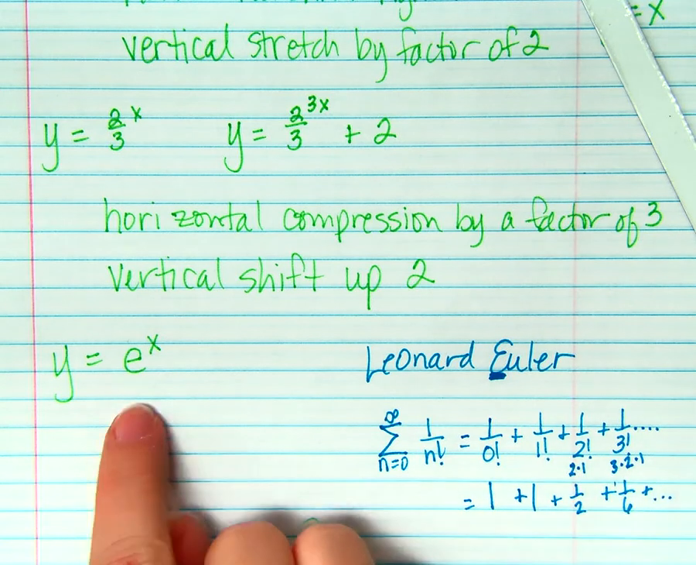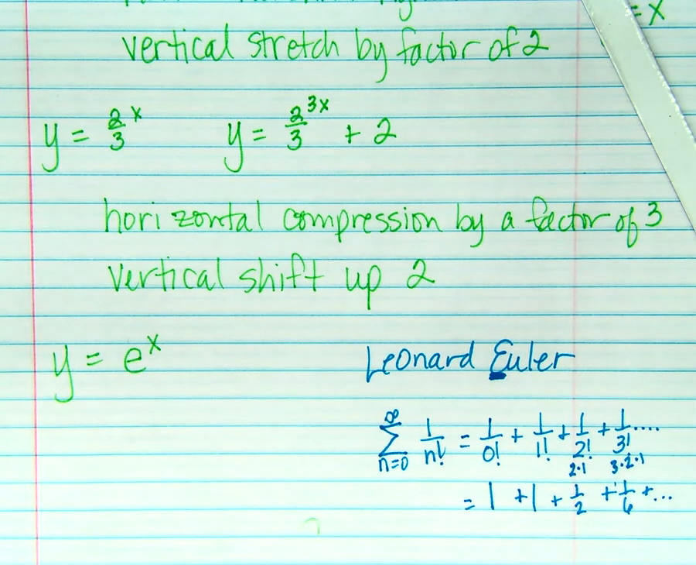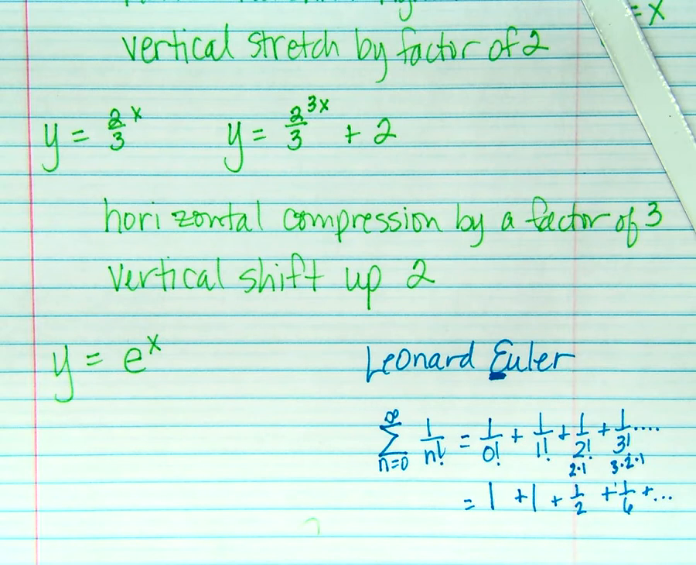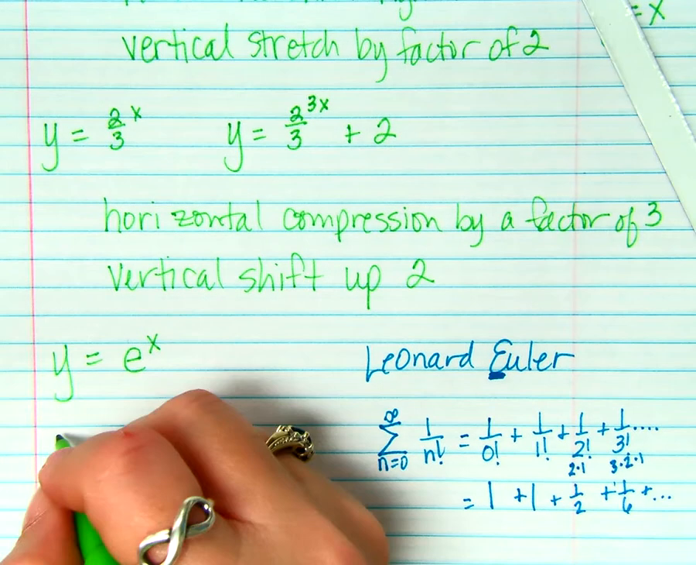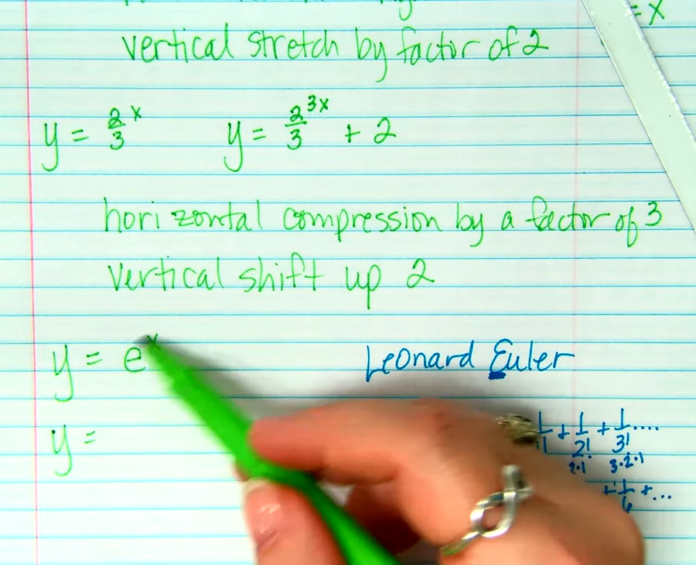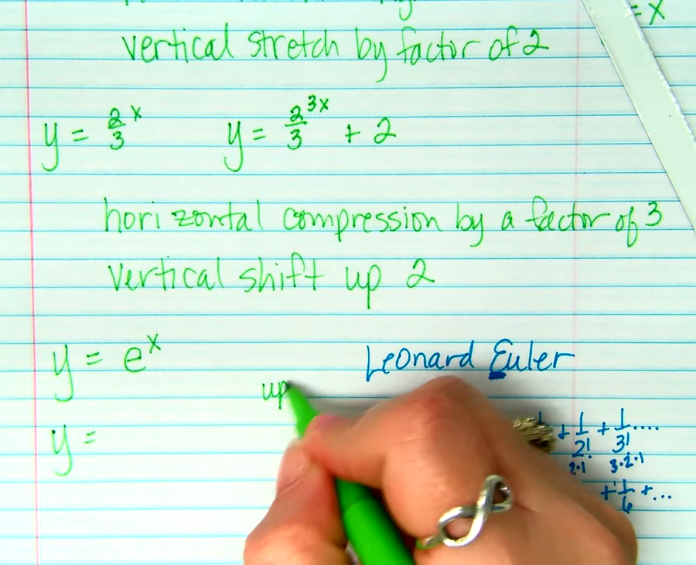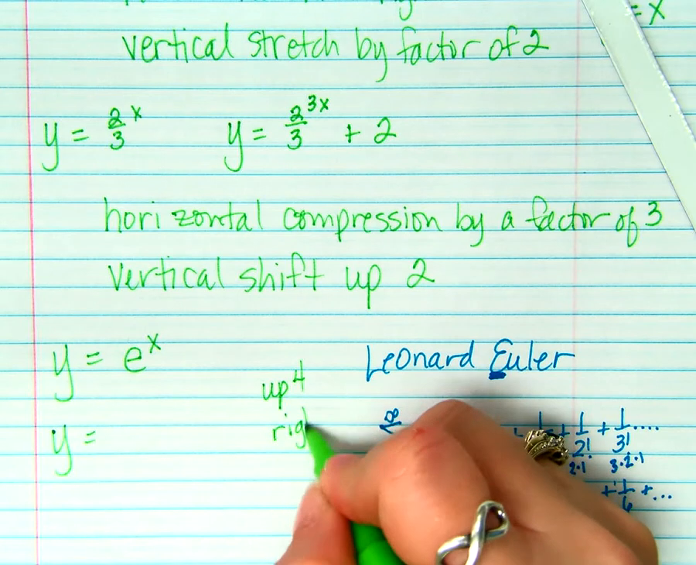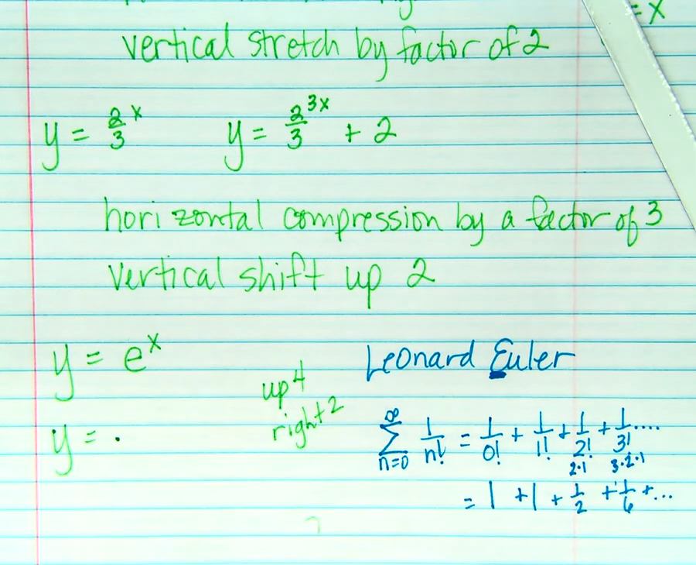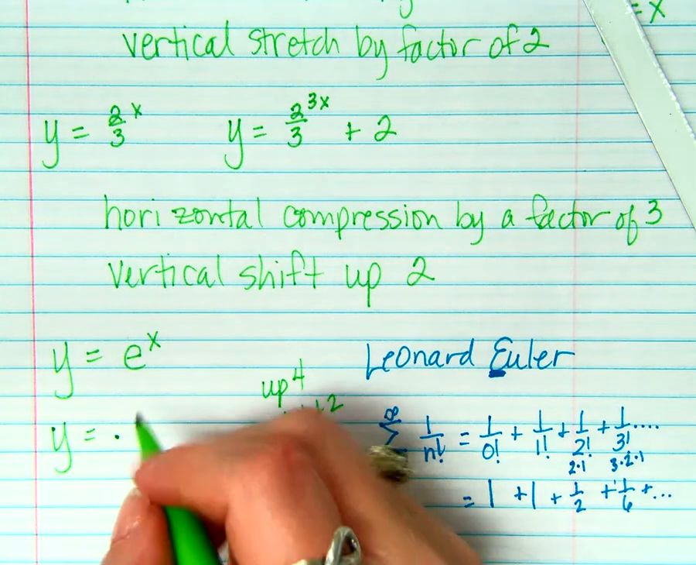But this number e is going to show up in your homework tonight, and I want you to realize it is a number. It is a constant. It has a value. This e is not a variable. It's not something that changes. So if I say, here's my original function, tell me the equation of something using this base that goes up 4 and right 2. What's that going to look like?